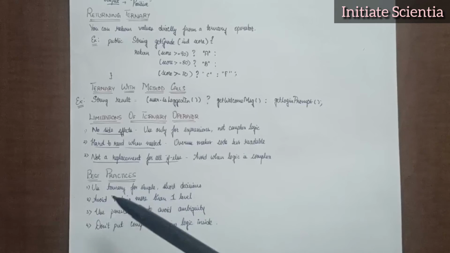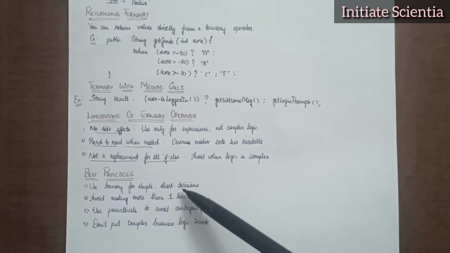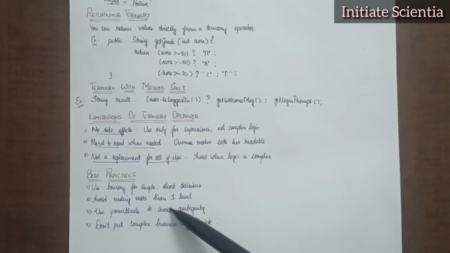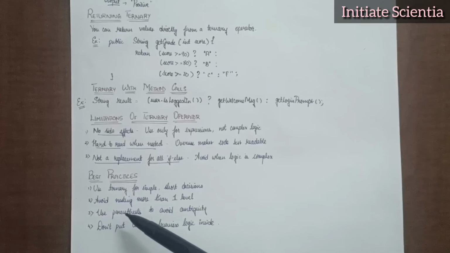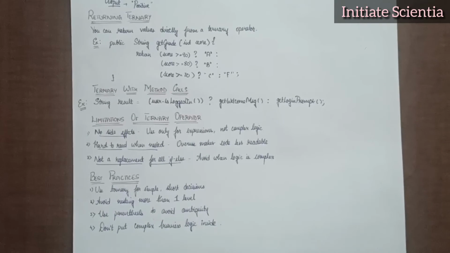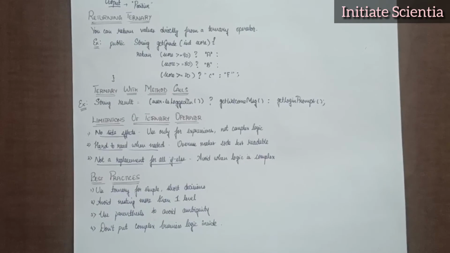Best practices: use ternary for simple, short decisions. Avoid nesting more than one level. Use parentheses to avoid ambiguity. Don't put complex business logic inside it.